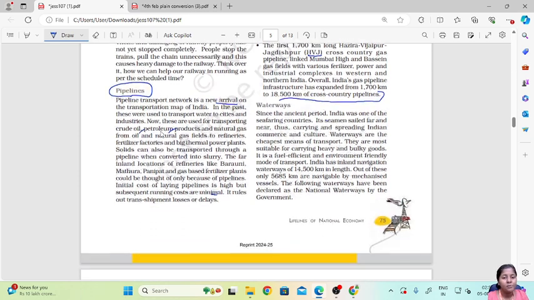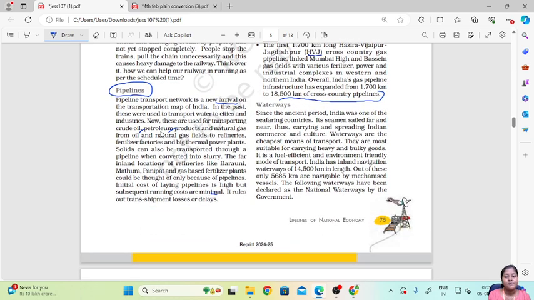Then we'll move to waterways. Since the ancient period, India was one of the seafaring countries. Its seamen sailed far and near, carrying and spreading Indian commerce and culture. Waterways are the cheapest means of transport and are more suitable for carrying heavy and bulky goods. It is also a fuel efficient and environment friendly mode of transport.